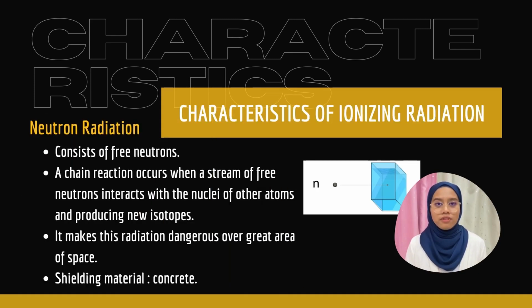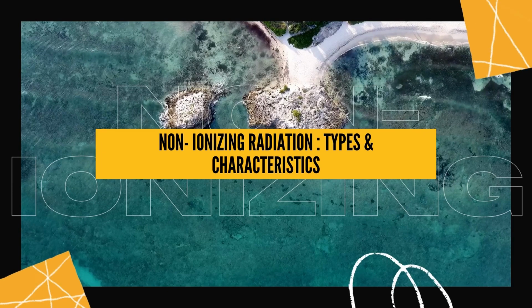And the last one, neutron radiation. This radiation consists of free neutrons. The stream of free neutrons reacts with nuclei of other atoms, forming a new isotope and resulting in a chain reaction. The chain reaction makes this radiation dangerous and harmful over a great area of space. It can be shielded by concrete.